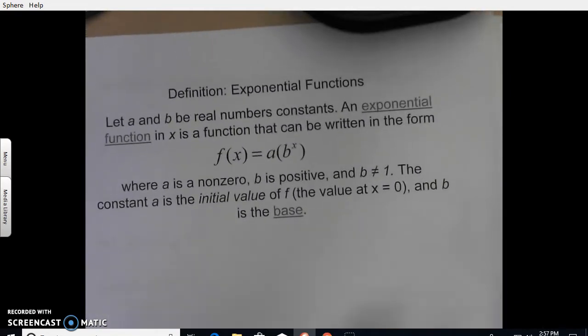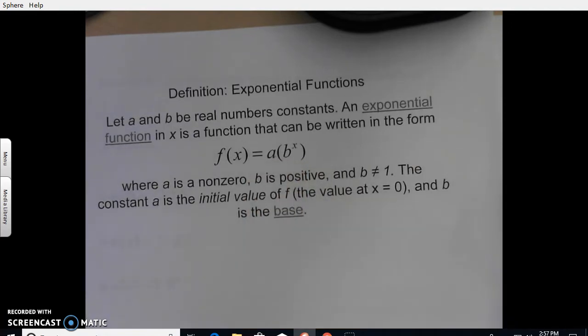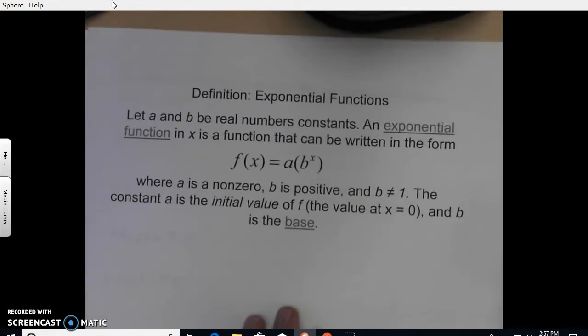So the definition of exponential functions: if we have a and b be real number constants, an exponential function in x is a function that can be written in the form of f of x is equal to a times b to the x power, where a is non-zero, b is positive, and b does not equal 1. The constant a is our initial value of f, and b is our base. So this b is our base, a is our initial value, and our initial value will also be the y-intercept.